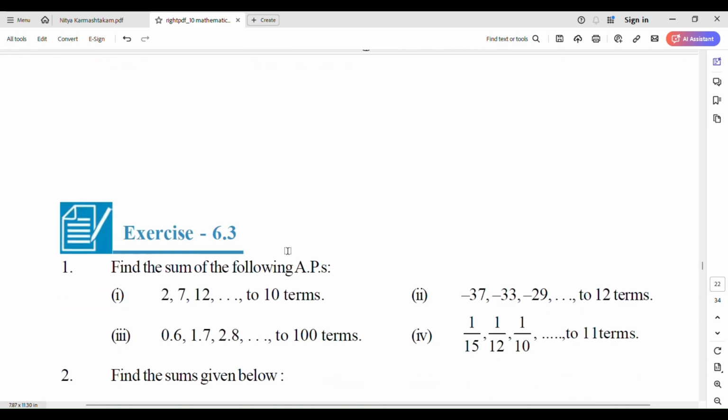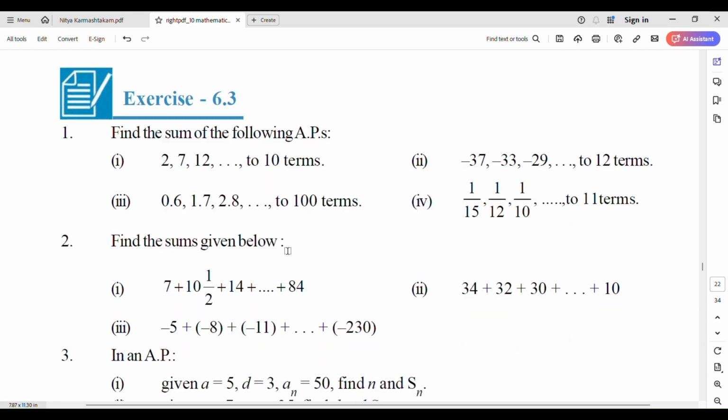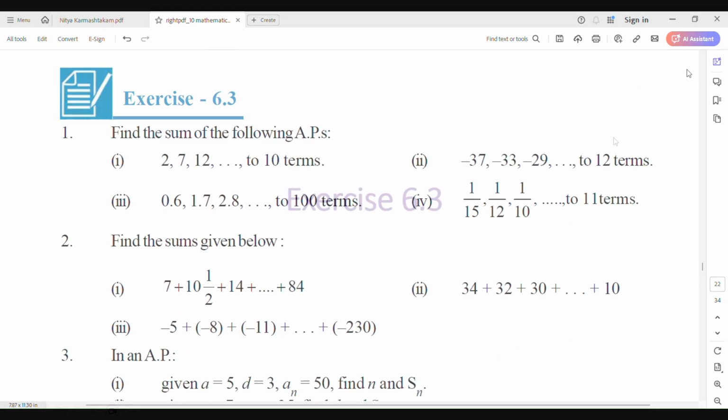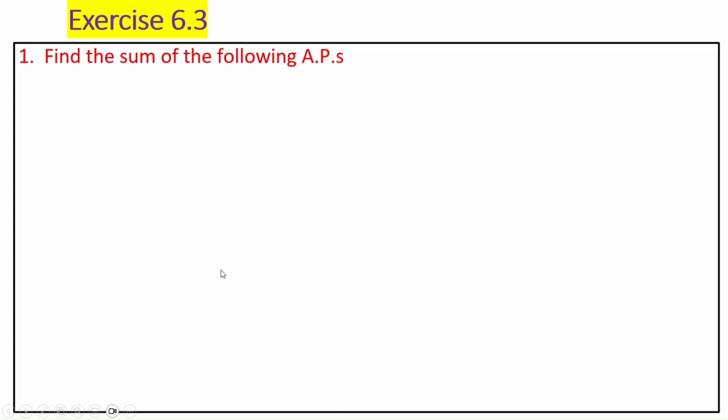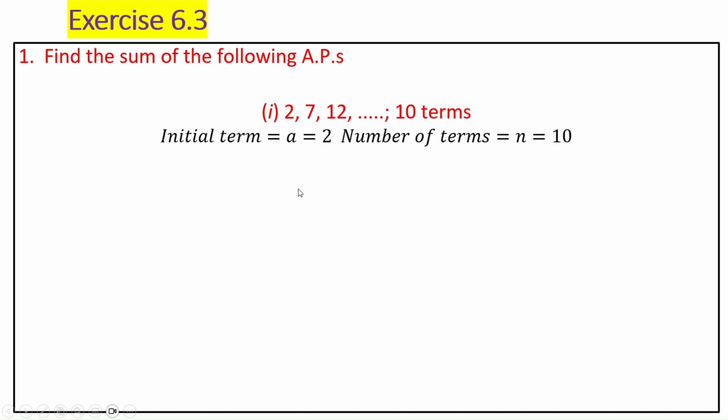Let's see more. Okay, the exercise section is there. Now let's do the exercise. Let's do exercise 6.3. Okay, find the sum of the following APs basically. Okay, 2, 7, 12, up to 10 terms. So this is very simple. Just fix the template first.